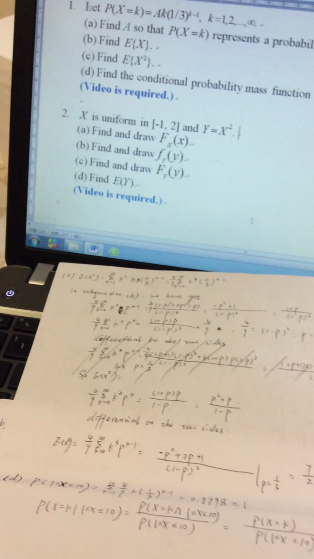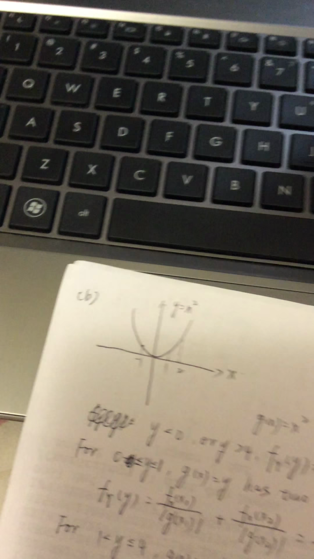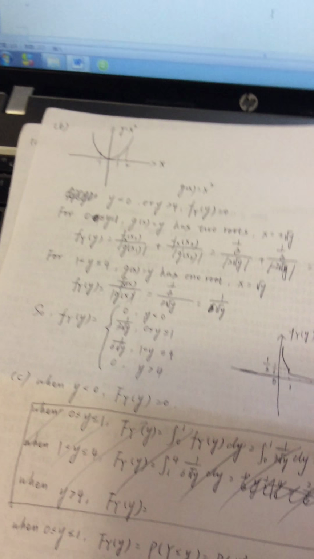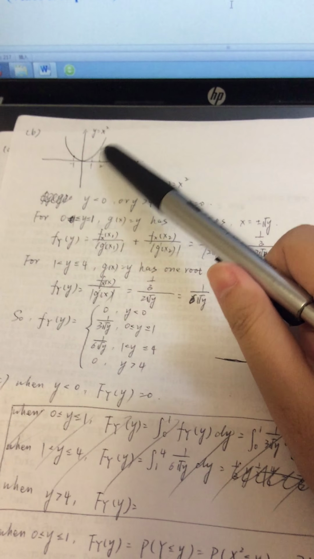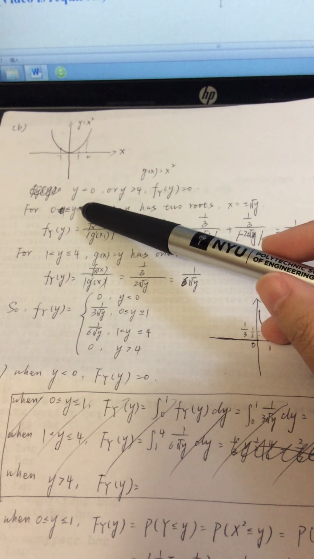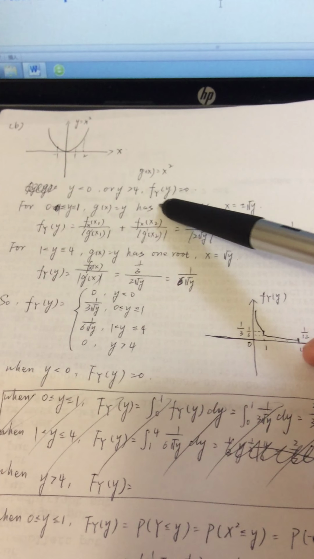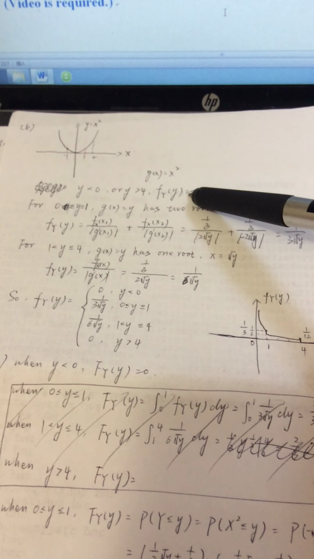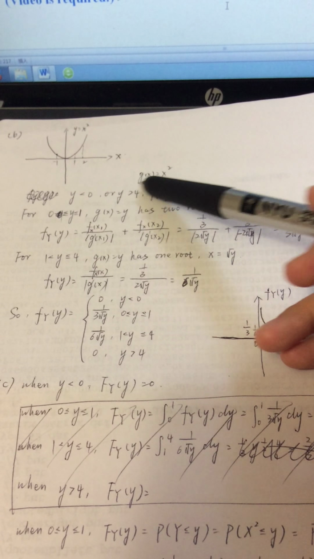The second question: find and draw f_Y. First, we draw the diagram of y equals x squared. When y is less than 0 or y is greater than 4, f_Y is 0. Y equals x squared is the g(x).